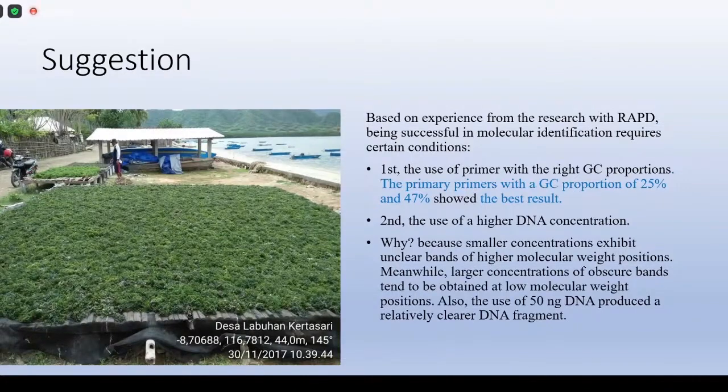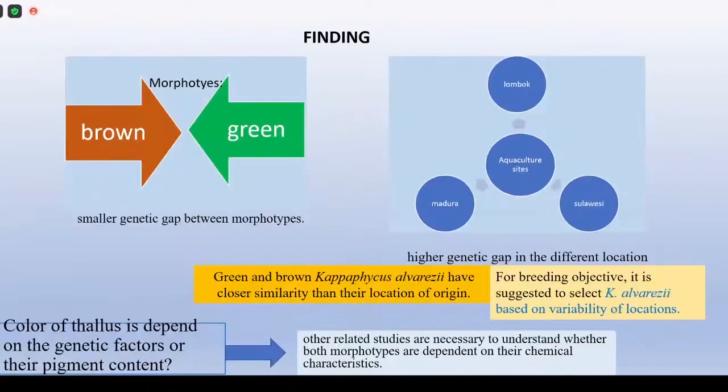Second, the use of a higher DNA concentration. Why? Because a smaller concentration exhibits unclear bands at higher molecular weight positions. Meanwhile, a larger concentration tends to give obscure bands at low molecular weight positions. Also, the use of 50 nanograms of DNA produces relatively clearer DNA fragments.